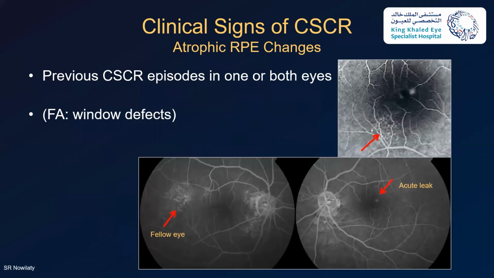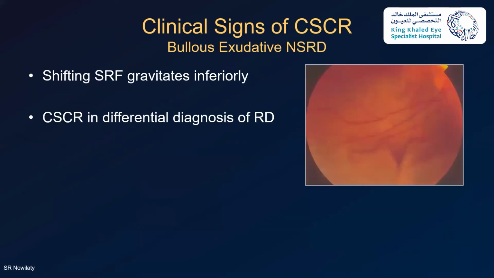Here's another case where there is an acute leak in one eye. This is the same patient. There's an acute leak in one eye right there, but the other eye has also signs of RPE changes, and this is usually a telltale sign that tells you that this patient has had episodes of CSCR, even if the patient is asymptomatic. So you usually tend to see RPE changes in patients with CSCR, even if they're asymptomatic.